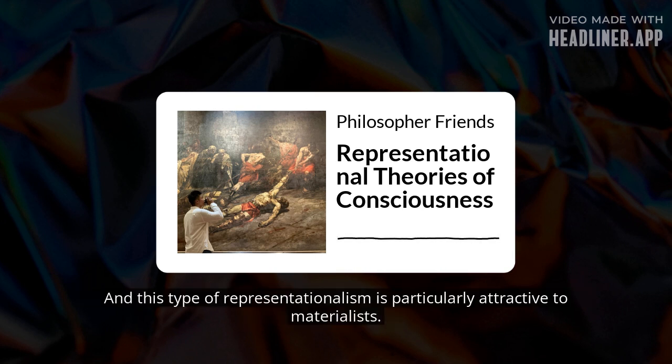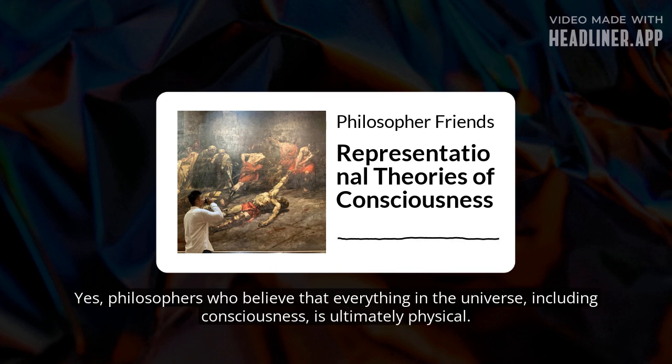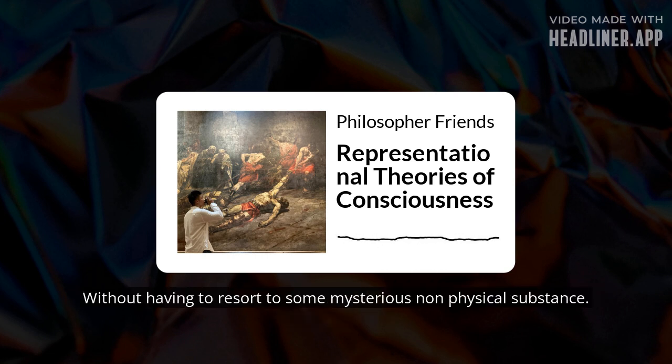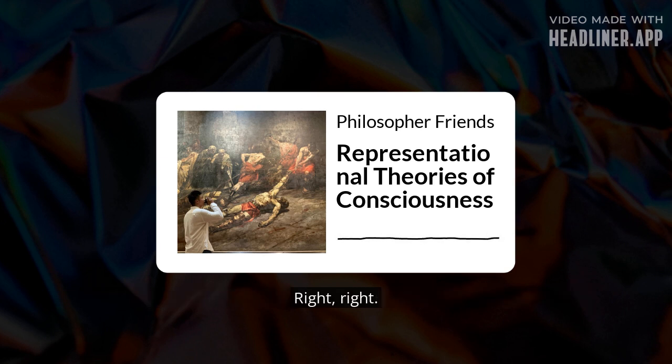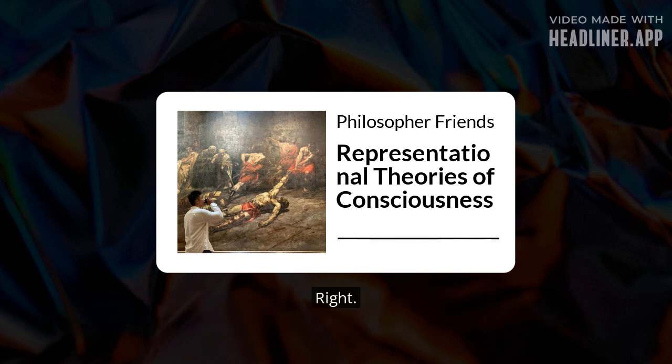Exactly. And this type of representationalism is particularly attractive to materialists. Materialists. Yes, philosophers who believe that everything in the universe, including consciousness, is ultimately physical. So if strong representationalism is true, then we could potentially explain consciousness without having to resort to some mysterious non-physical substance, right? Right. It would mean that conscious experience, despite its subjective and elusive nature, is ultimately grounded in the physical workings of the brain. This would be a huge win for materialists.